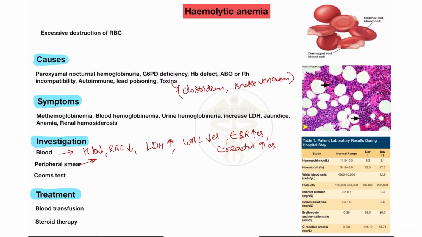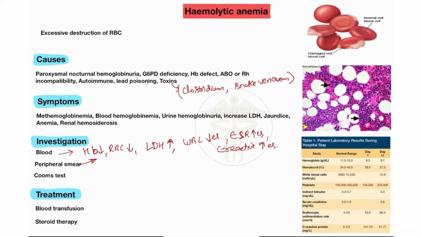What is the treatment of this patient? We will provide blood transfusion when required, because in hemolytic type of anemia there is a very high amount of RBC destruction, and it is also an autoimmune disorder. So it requires blood. So blood transfusion is given to the patient, and we will provide steroid therapy.